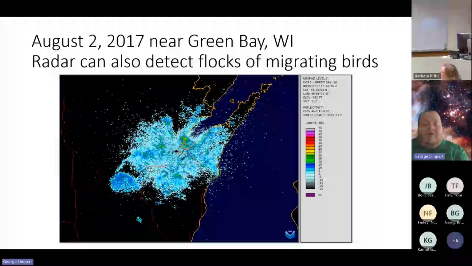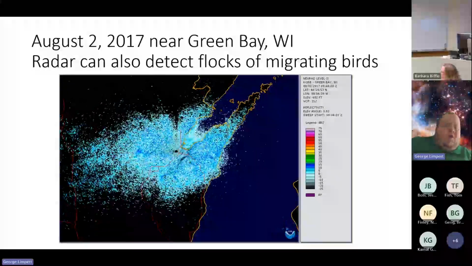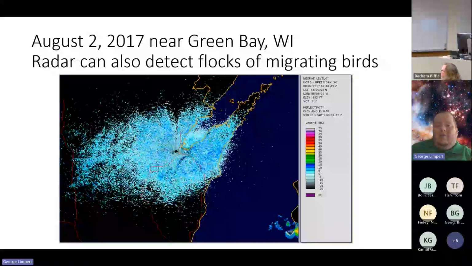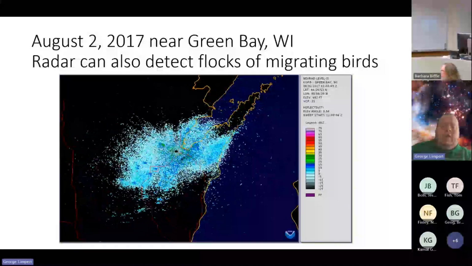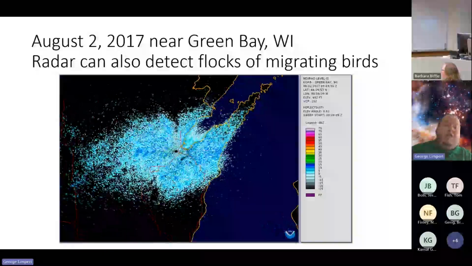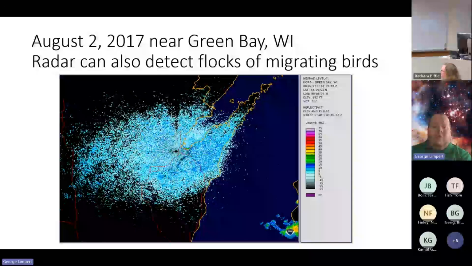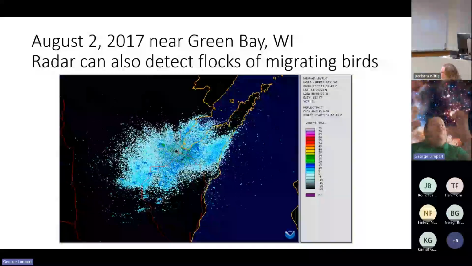I also want to show an example of what we can do with birds. And radar can also track migrating birds. Now, the challenge once again is distinguishing the birds from the insects or from anything else that's going on. Now, if you look in the southwest portion of this image of this loop, you'll see what looks like almost an explosion, a ring that's going outward.